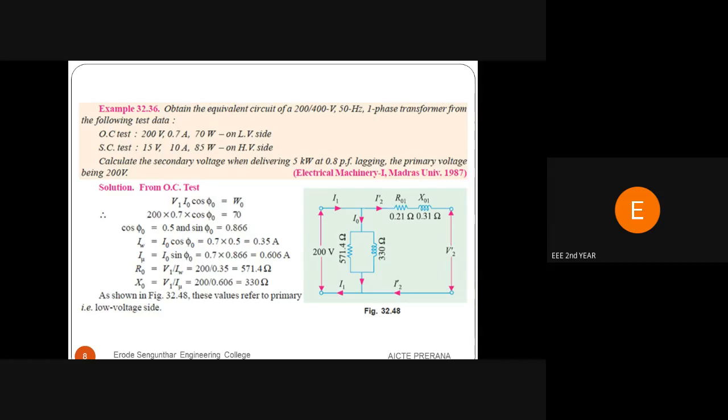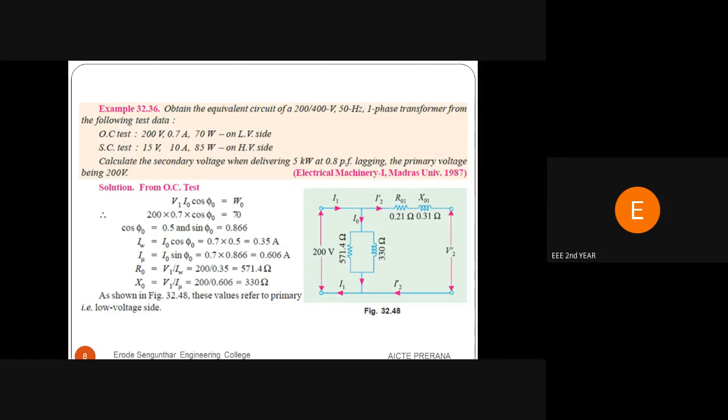Then calculate the secondary voltage when delivering 5 kilowatt at 0.8 power factor lagging, primary voltage being 200 volts. Okay. So first, from the open circuit test, we have to determine the equivalent circuit parameters. That is a power formula: V1 I naught cos phi naught equal to W naught.